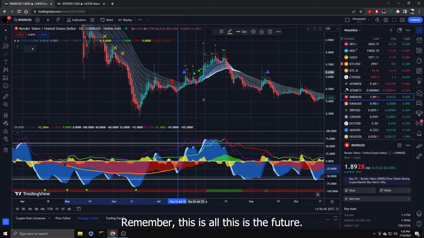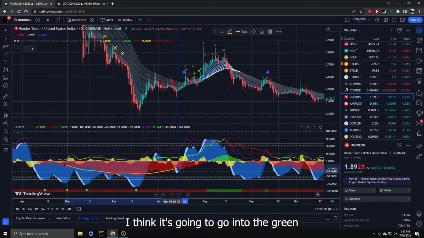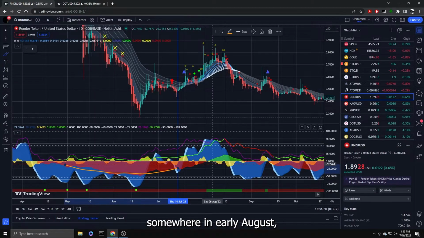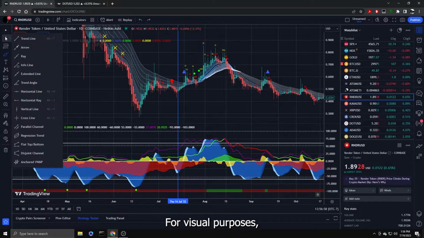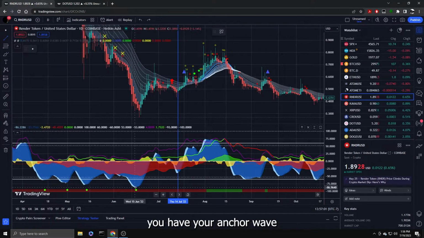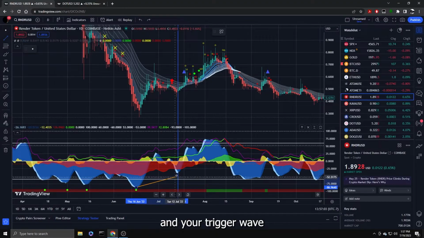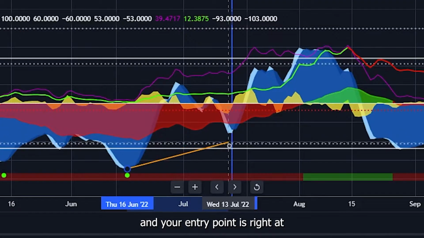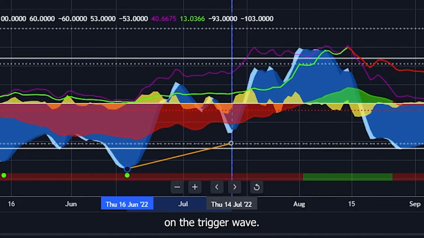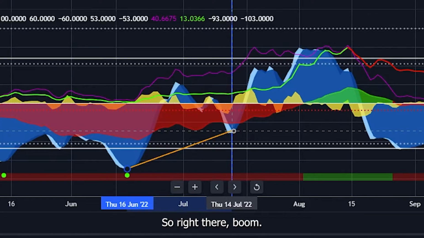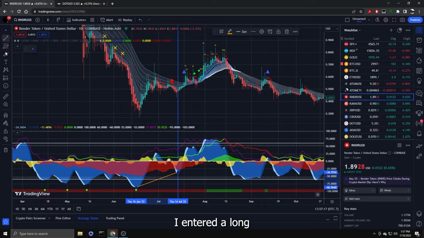Remember, this is the future. We didn't see any of this yet. I think it's going to go into the green somewhere in early August. And that's probably when I'll consider taking profits. And so here's what I did. For visual purposes, you have your anchor wave and your trigger wave. And your entry point is right at when the light blue turns into the dark blue on the trigger wave. So right there. Boom. I entered a long.